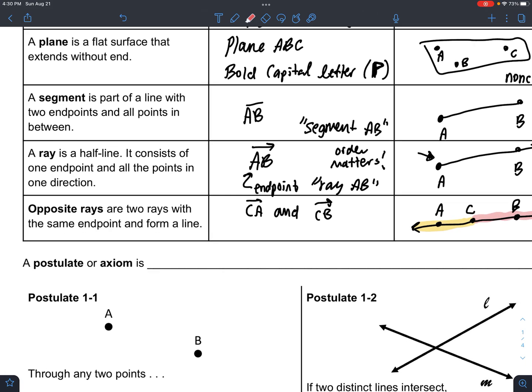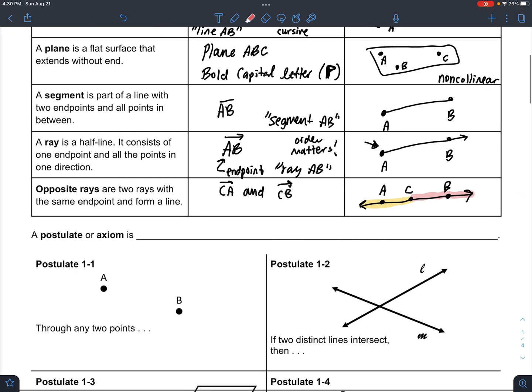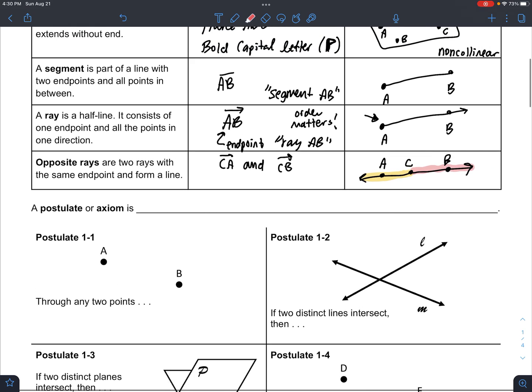Okay. And just to kind of set the stage here, for some of the most basic facts in geometry. A postulate or an axiom, if you see that word, it's just an accepted statement of fact.